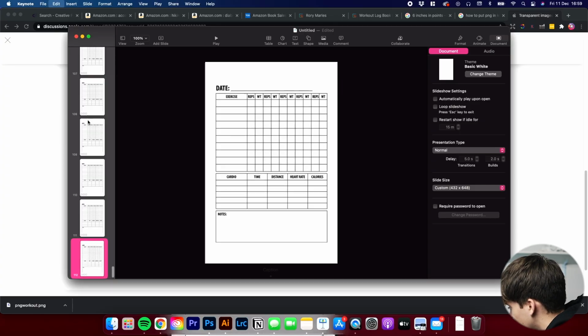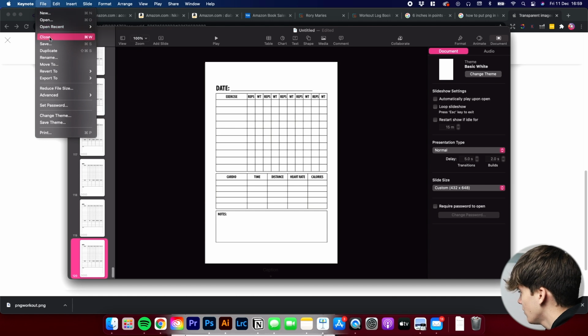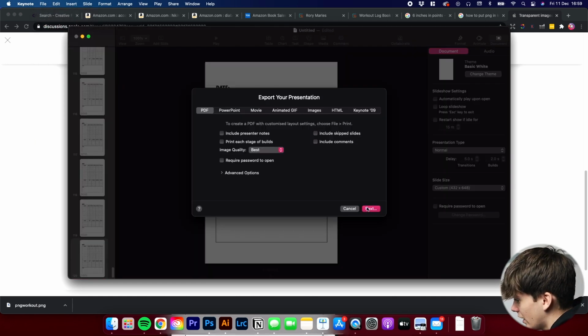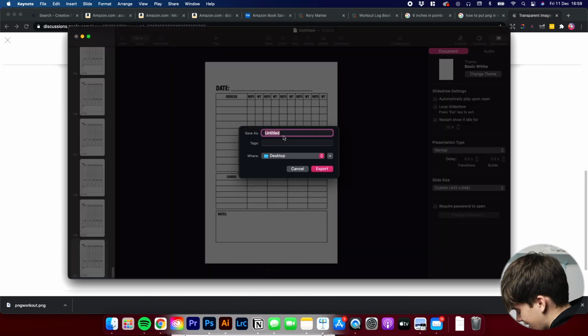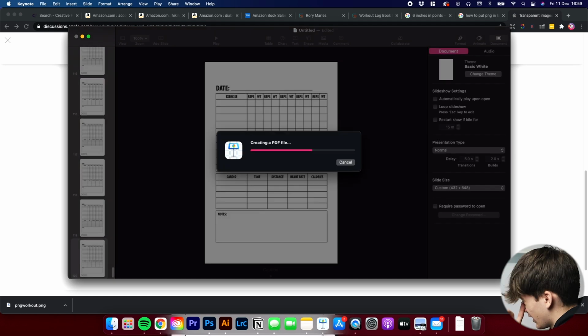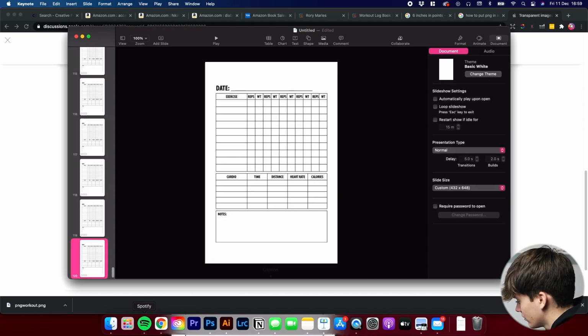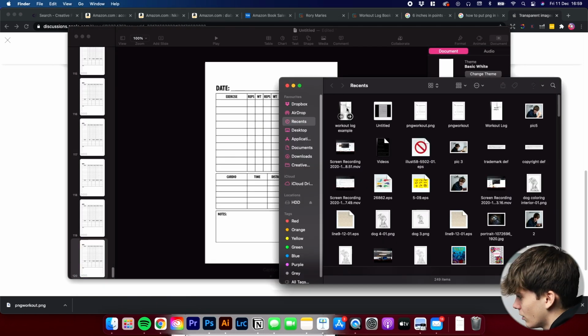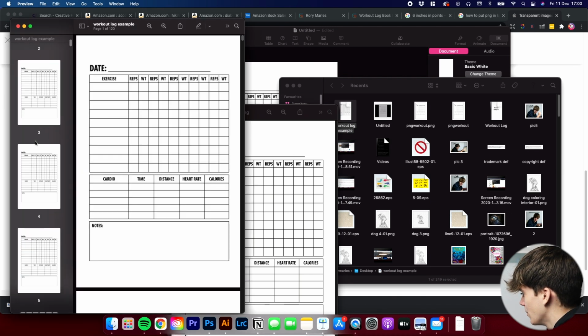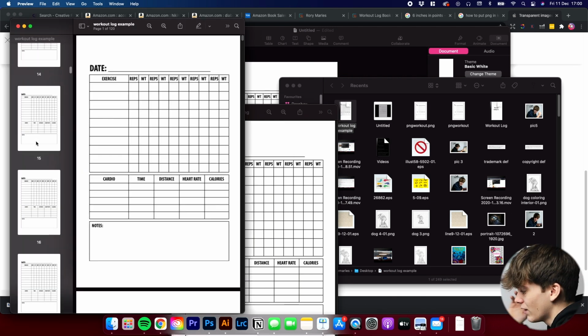Now I'm just going to leave it to get to 120, and then I'm going to show you the next step, which is then just going File, Export to PDF, and then Export Highest Quality. Click Next. Let's call it Workout Log Example. Click Export, creating that PDF. Then we go to our desktop, Workout Logbook Example, and boom, we have the 120 pages of our interior. So then all you've got to do, drag it into Kindle, and it is as simple as that.